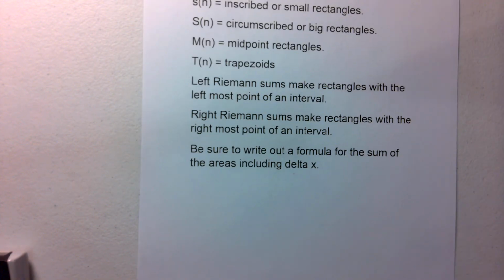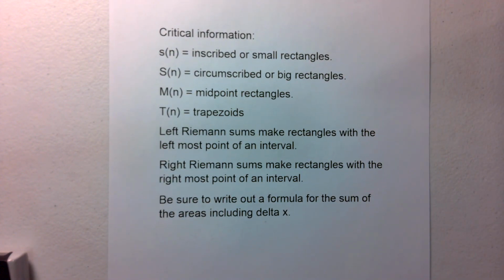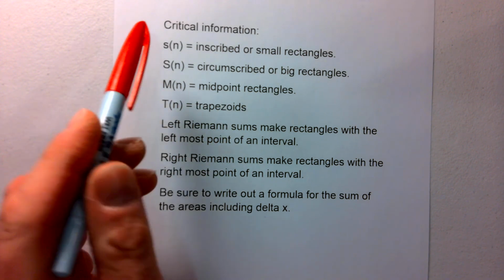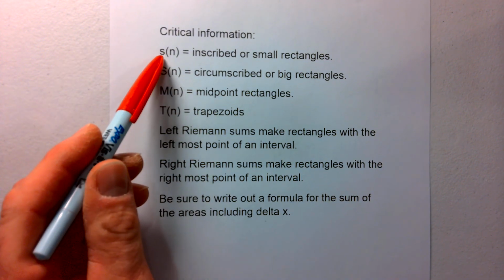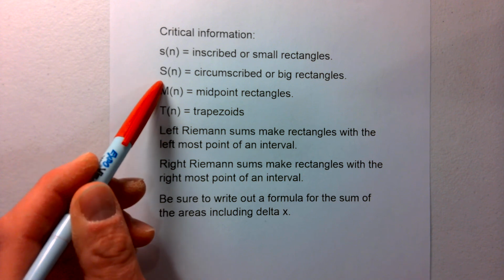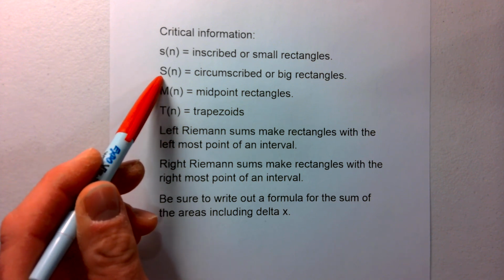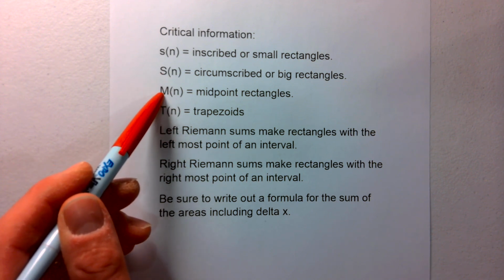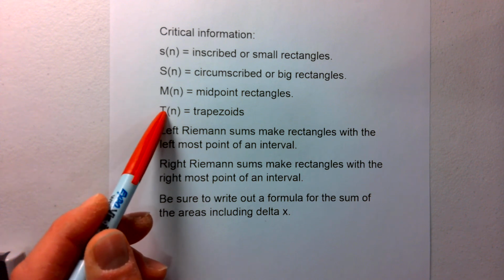All right. So critical information. I know it's going to be a long video here, but critical information that we want to cover. Little s of n is inscribed or small rectangles. So this could be a left sum or it could be a right sum. Big S of n is circumscribed or big rectangles. We have the midpoint and the trapezoidal methods.